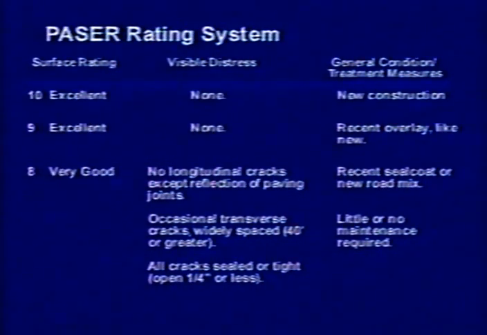So let's begin our rating system. We start out with a 10. A 10 is a brand new pavement, newly constructed, would require no maintenance whatsoever. A 9 is a brand new overlay, and an 8 is a pavement that has a seal coat, a recent seal coat. Again, no maintenance would be required.